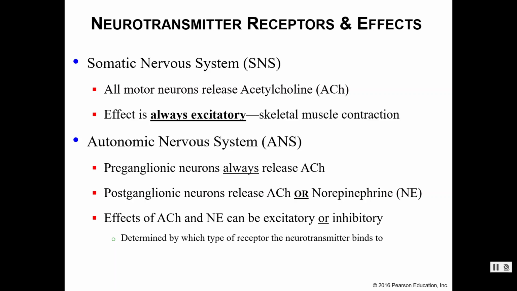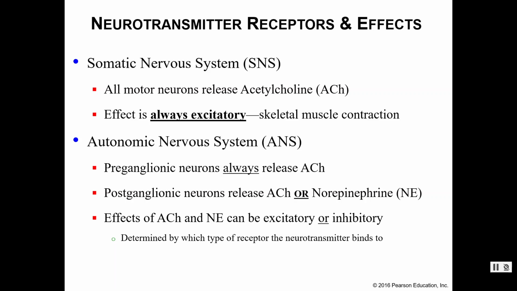Now your autonomic nervous system, your sympathetic and parasympathetic nervous systems. Pay attention, here we go. Preganglionic neurons always release acetylcholine. Always. Your postganglionic neurons can release acetylcholine, or they could release norepinephrine, or they could release epinephrine. We have choices here. Preganglionic, always acetylcholine. Postganglionic, we have choices.